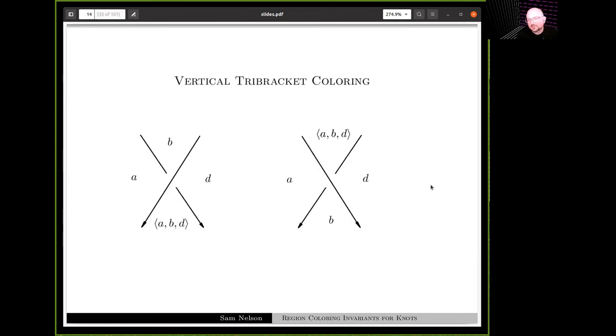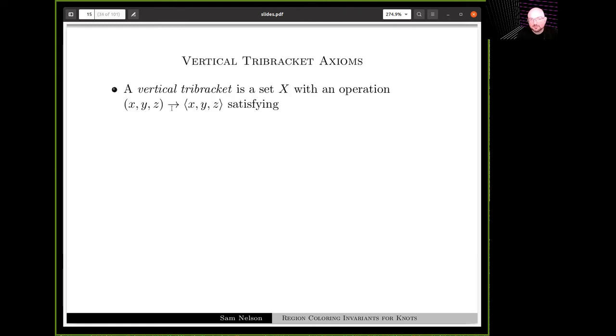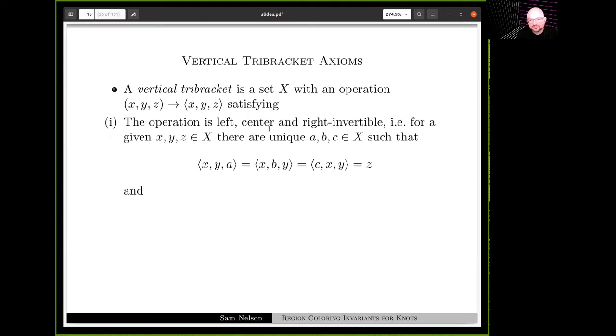We can also, in alternate notation, write these tri-bracket operations vertically. Here, if I have A, B, and D at a positive crossing, then putting them together with the vertical tri-bracket, this lower region will be called a vertical tri-bracket of A, B, D. Again, if we switch the top and bottom colors, then we go from a positive to a negative crossing. For a vertical tri-bracket, again, we're combining three elements with a ternary operation to get a single element in X, and again we need left, center and right invertibility.